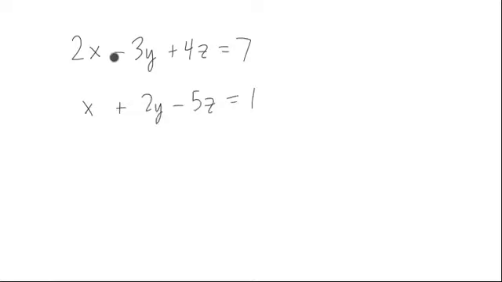Let's take a look at how we can find the angle between two different planes in three dimensions. So suppose we have something like 2x minus 3y plus 4z is equal to 7, and maybe we have x plus 2y minus 5z is equal to 1. What's the angle made between these two planes?